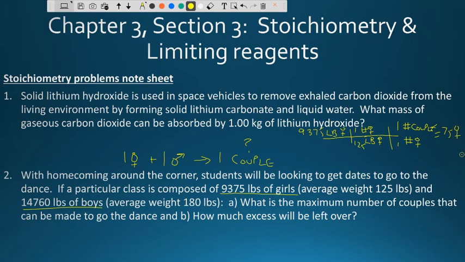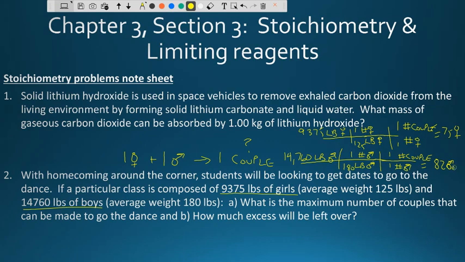Now, let's take a look at the male side. Okay, so we see that in this problem, we have 14,760 pounds of boys. Well, what do I know? That pounds of boys, I can figure out how many boys that would be. And then I say, okay, of the boys, I need to know how many couples. So I go back to my balanced equation, if you will. One couple requires one boy. One boy has an average weight of 180 pounds in this case. And so I would find that if it were up to the boys, I would have 82 couples.